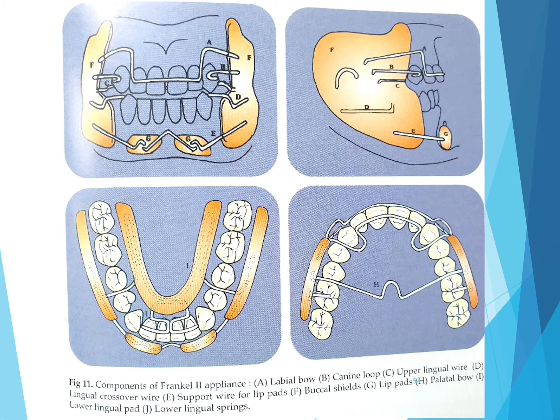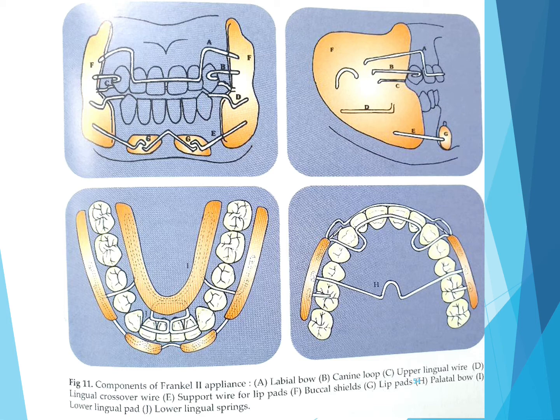This is a figure showing the FR2. We will focus first on the acrylic component. The first one is the buccal shield. Buccal shield is labeled as F and is situated at the buccal area that covers between the cheek and the teeth. And then secondly, look at G.